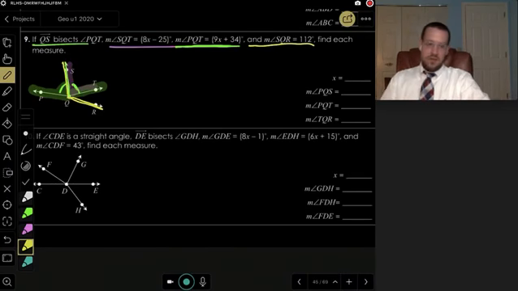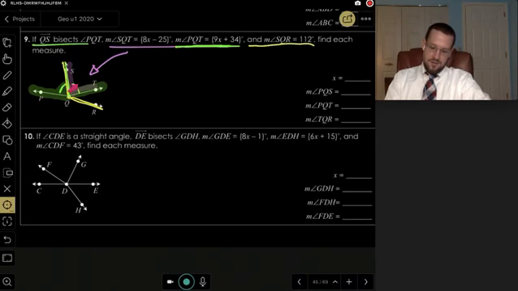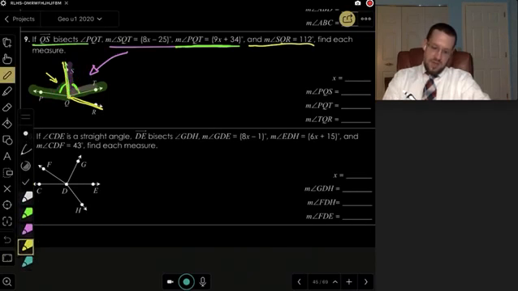But what I really want to do is show us how we can use that angle bisector to make a conclusion. So what do we want to do? We have SQT, and this is 8x minus 25. And so if SQT is 8x minus 25, and these two are the same, then that means that PQS is also 8x minus 25. Okay, and that means that we can set up an equation.